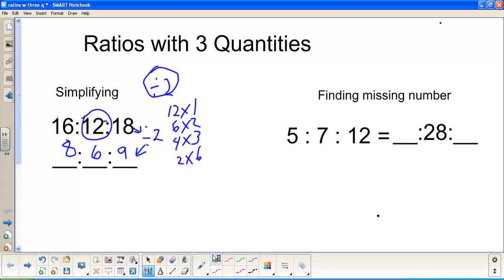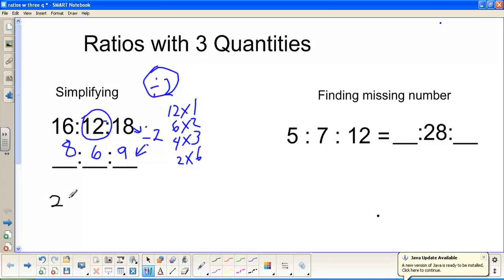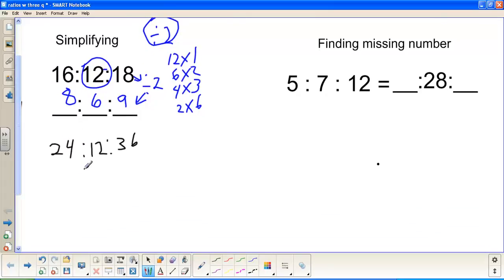If I have another kind of problem that has numbers like this, 24 colon 12 colon 36, I could look at these numbers again and say they're all even, and maybe it'll work out like last time. And that would be great. Let's see, so I could divide by 2, but let's try the other way. Let's take my smallest number, and look for the greatest common factor.